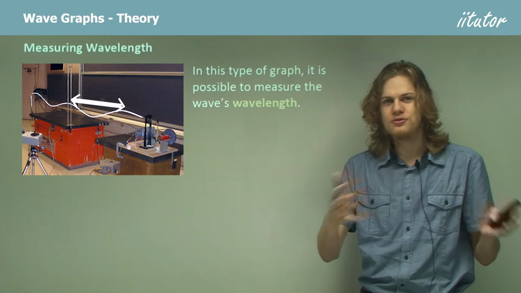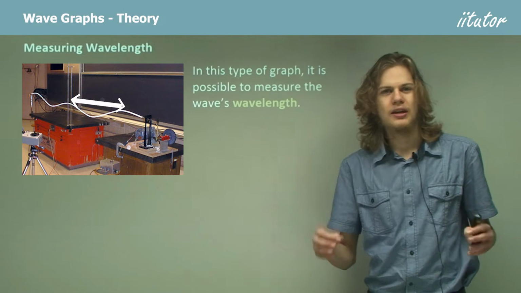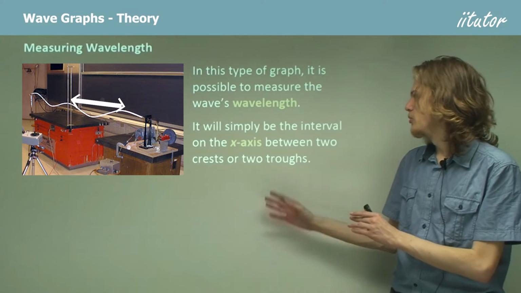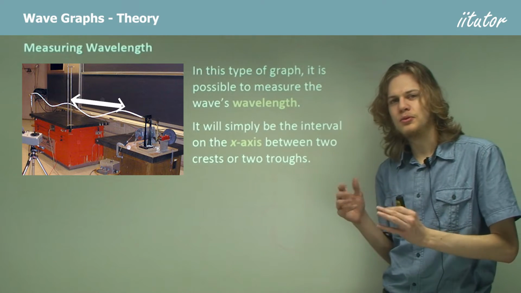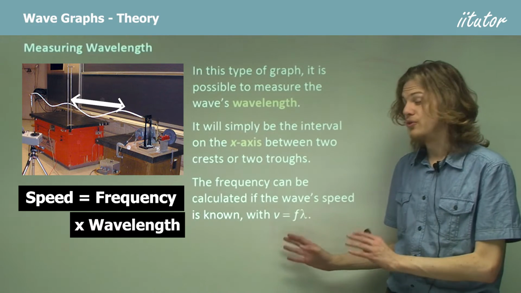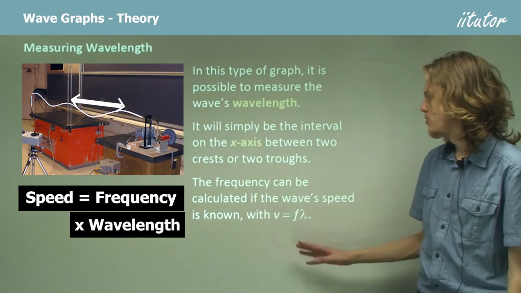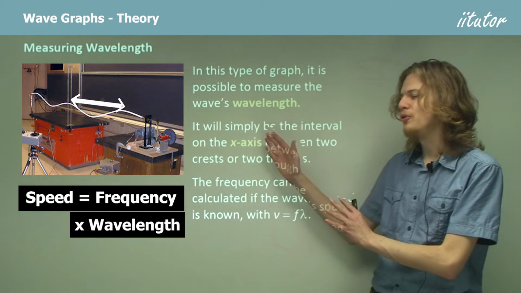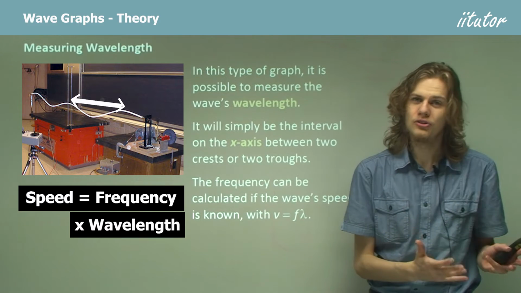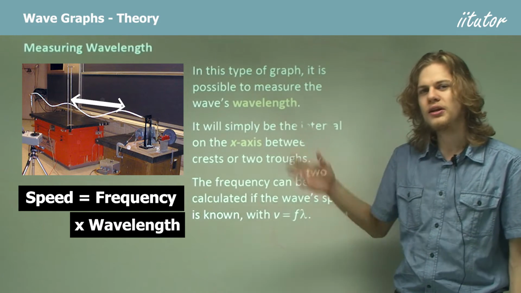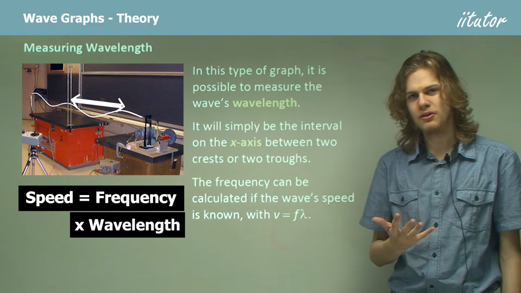If we have a freeze frame of a wave, then all we need to do is measure the distance between two of the repeated patterns. So it's going to be the interval on the x-axis between two crests, or between two troughs, for example. The frequency can be calculated as long as we know the wave's speed. We can't really capture that with a still photograph, but if we know for other reasons what speed the wave is going at, then if we know its wavelength, we can calculate its frequency, or its period.